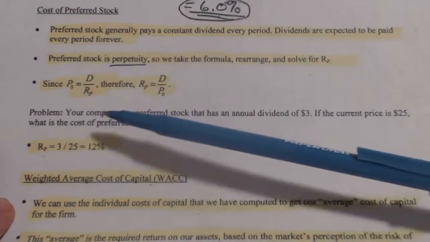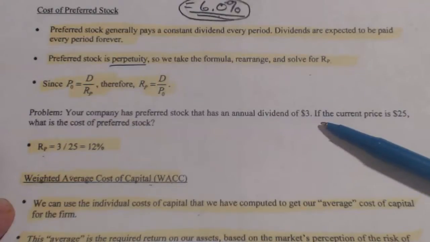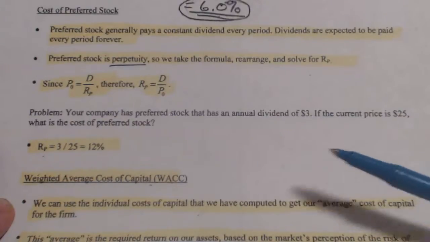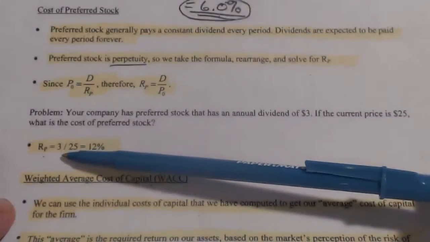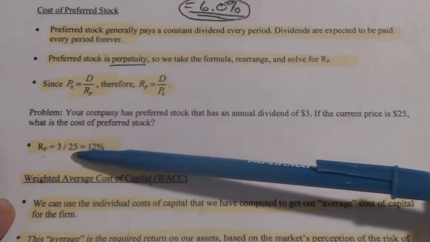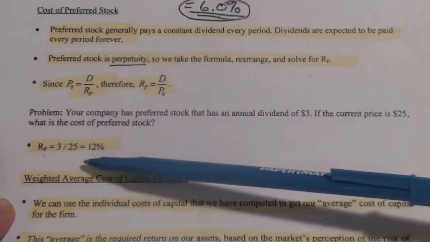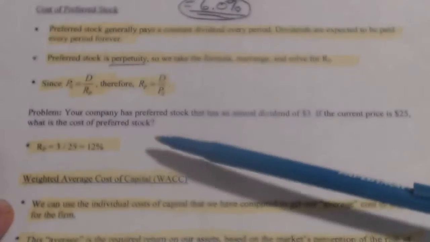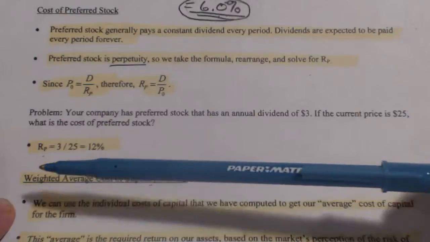Okay, the company has preferred stock that has an annual dividend of $3. That doesn't change, right? If the current price is $25, what is the cost of preferred stock? For perpetuity, it's just the dividend over the current price of the preferred, which is 25, equals 12%. So RP, the cost of the preferred stock, is 12%.